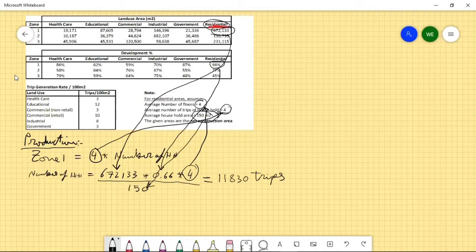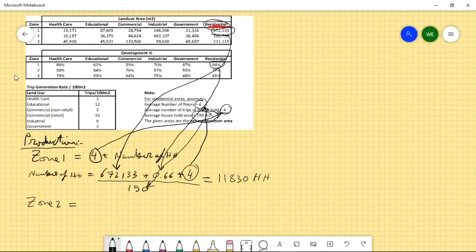Let's now look at the attractions. And the same we can do for zone 2. No, that's the number of households. This is not the number of trips. These are households.